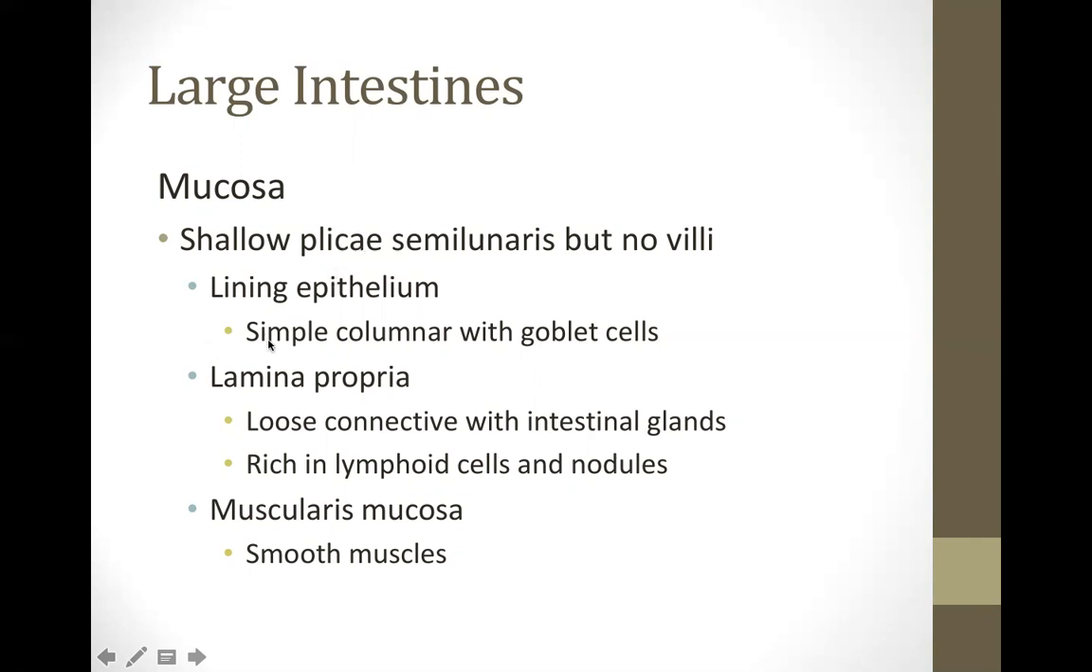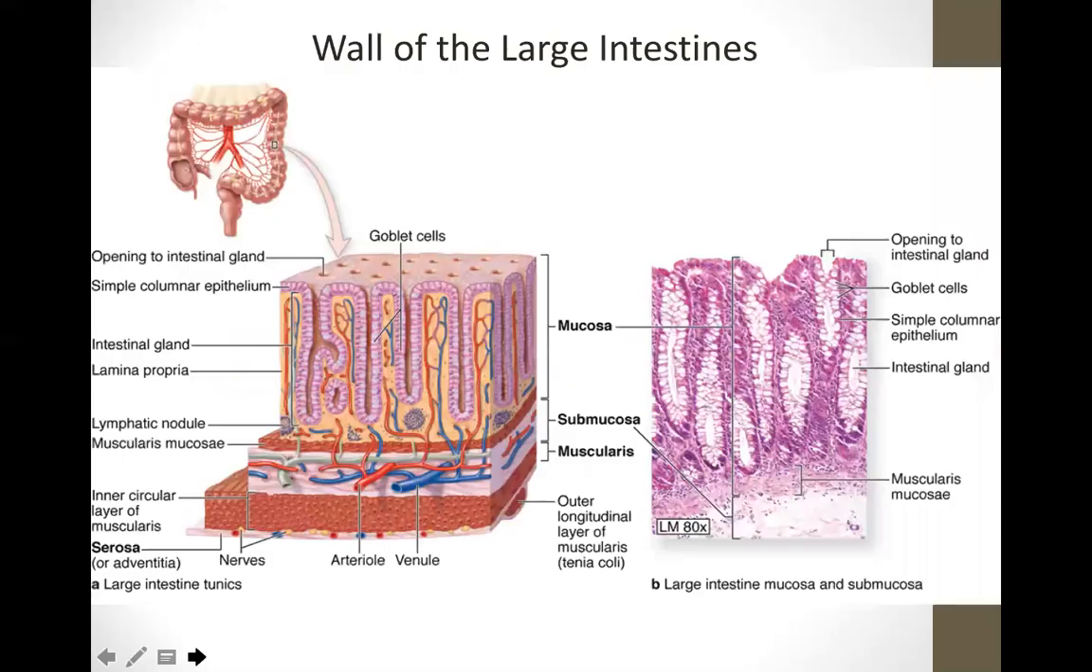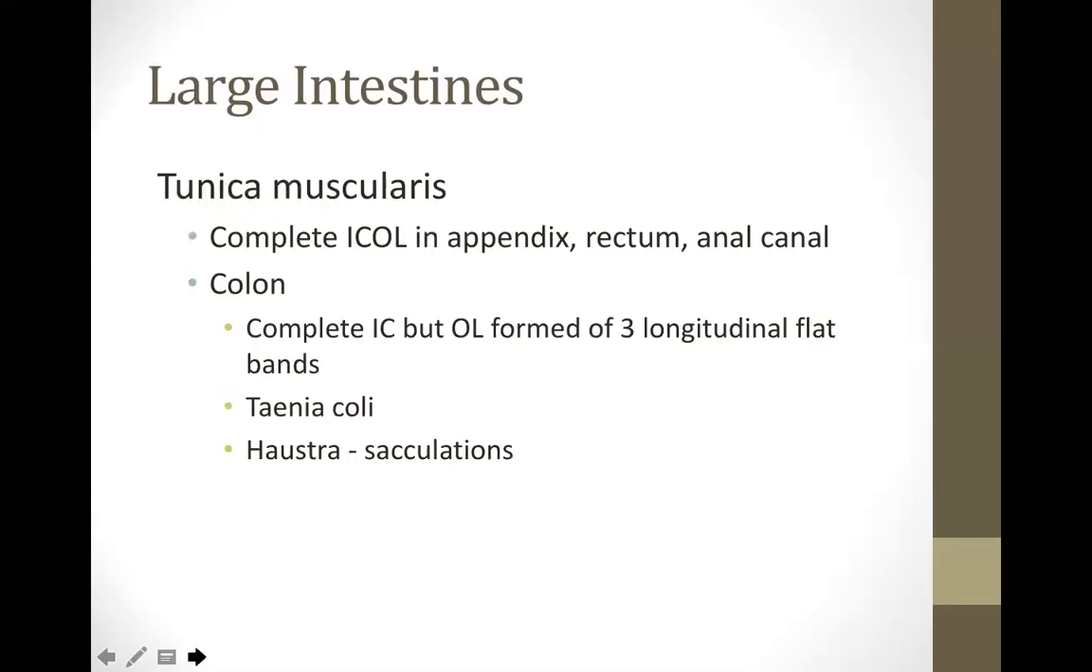Look at the lining epithelium. Just like your small intestine, it's simple columnar with goblet cells. The lamina propria is rich in lymphoid cells, and there also contain intestinal glands or crypts of Lieberkühn, and also the muscularis mucosa. They're the same. The submucosa is still dense. Ang pinagkaiba na lang is that pinakamarami ng goblet cells talaga pagdating sa large intestine.